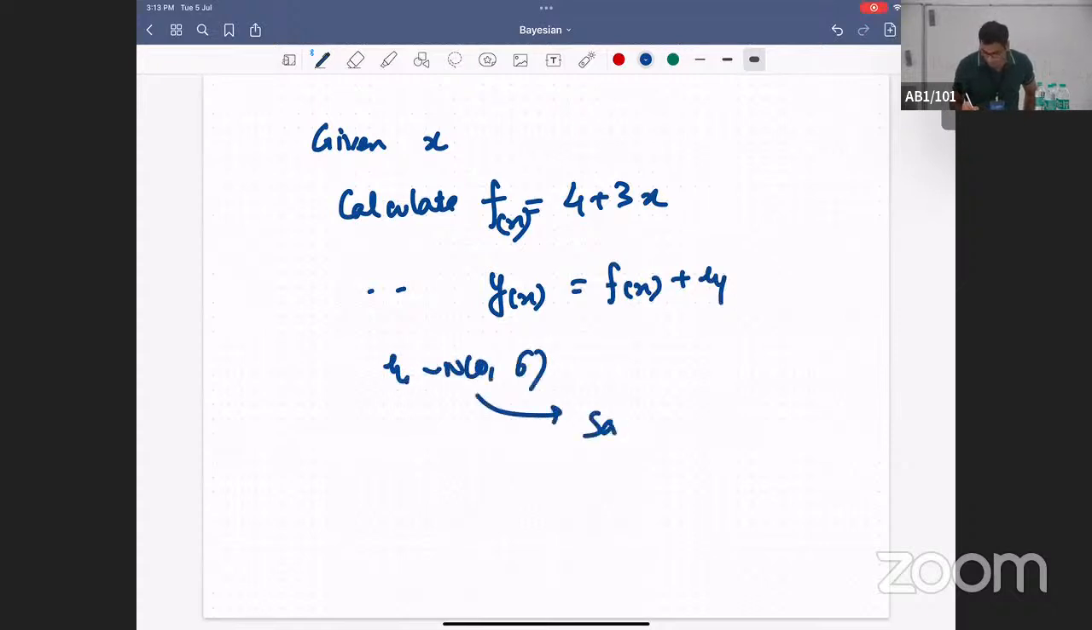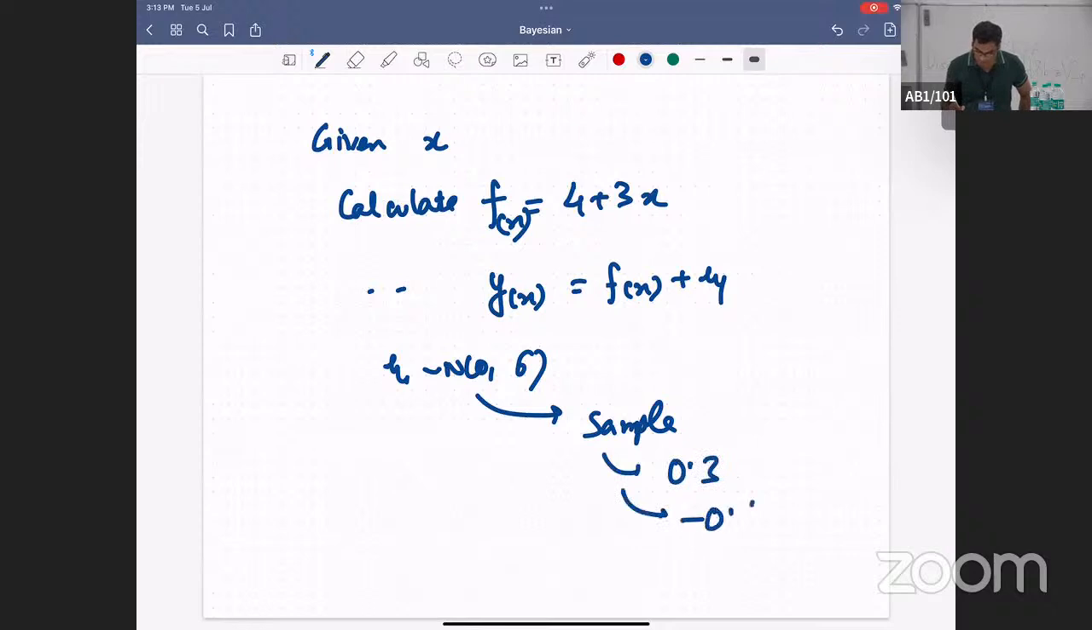So we get a sample from here. We get a sample from the normal distribution with mean 0 and scale sigma. Maybe that comes out to be 0.3, or in another iteration it comes out to be minus 0.6. So then we can write y of x equal to f of x plus epsilon. So in this process, we are generating the data set. This is the generative view of the problem.